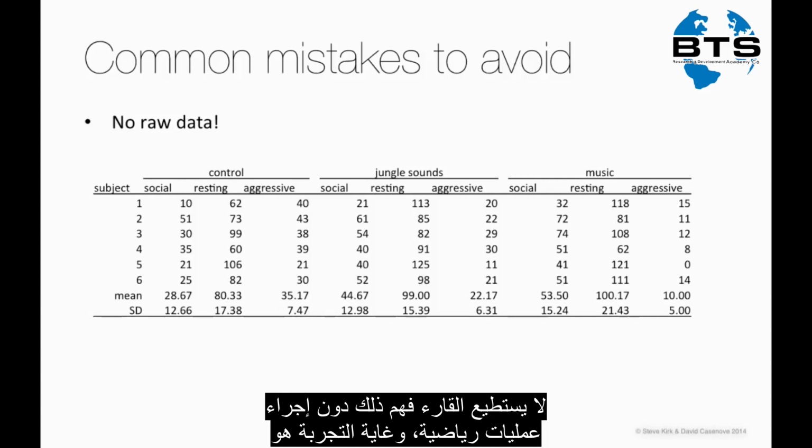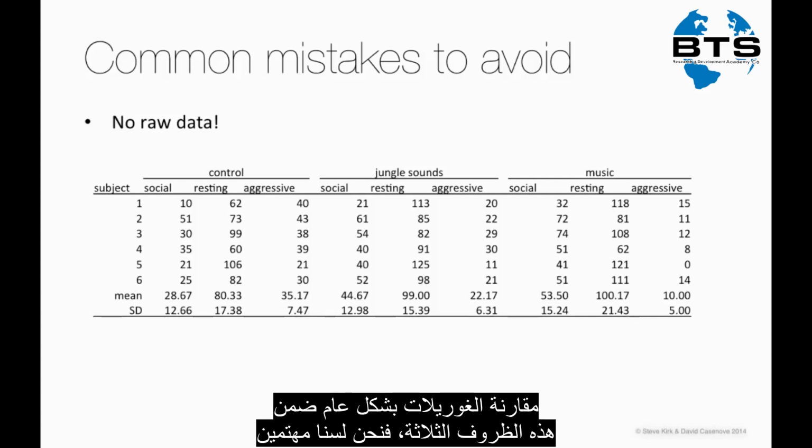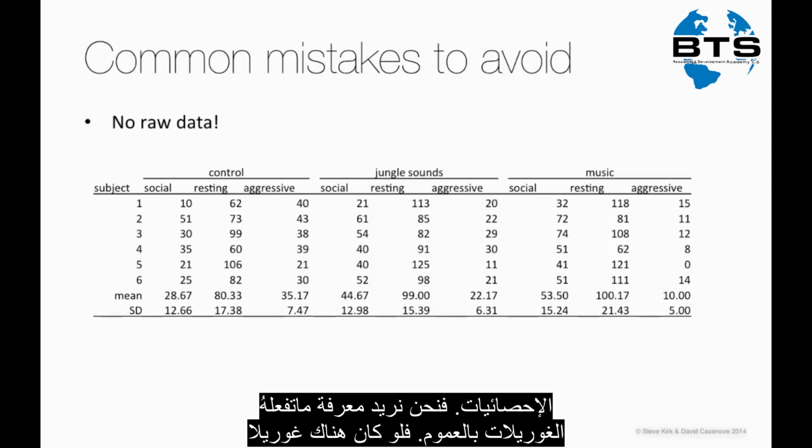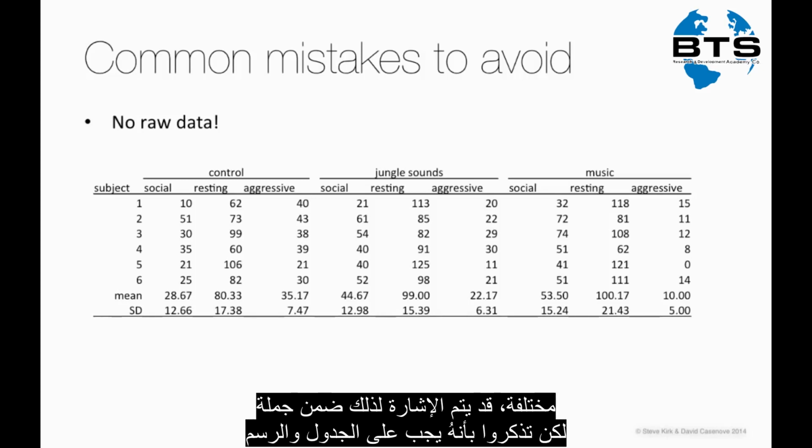And the purpose of the experiment is to compare gorillas in general between those 3 conditions. We're not interested in comparing individual gorillas. Individuals will always be different. That's why we use statistics. Now, we want to know what gorillas generally do. If one gorilla was especially different, we might mention that in a sentence.